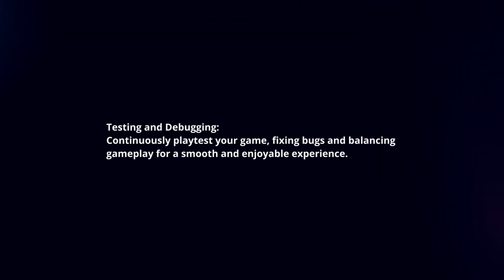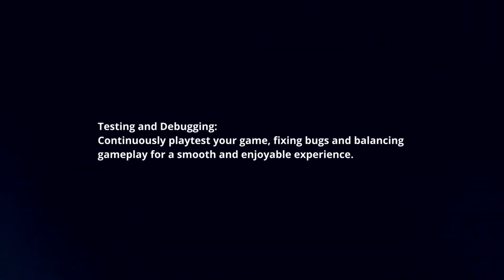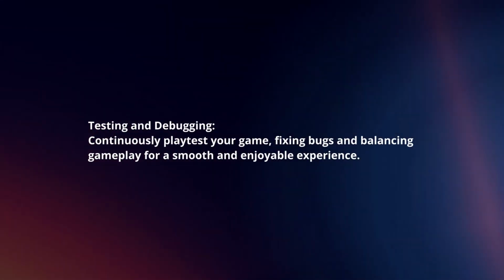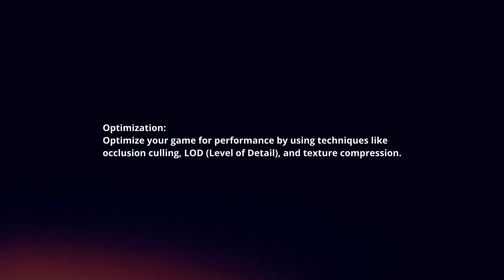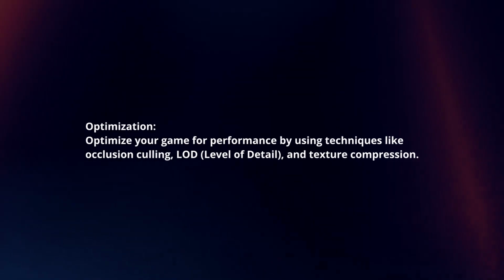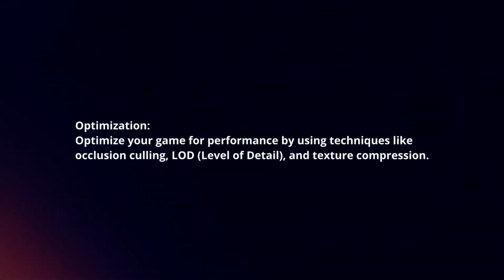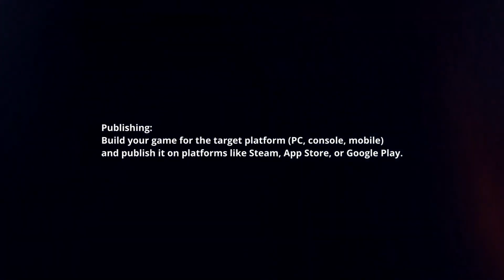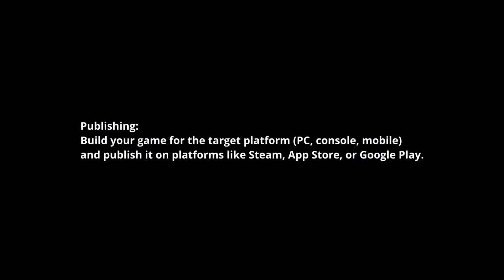Testing and debugging. Continuously playtest your game, fixing bugs and balancing gameplay for a smooth and enjoyable experience. Optimization. Optimize your game for performance by using techniques like occlusion culling, LOD, and texture compression. Publishing. Build your game for the target platform and publish it on platforms like Steam, App Store, or Google Play.